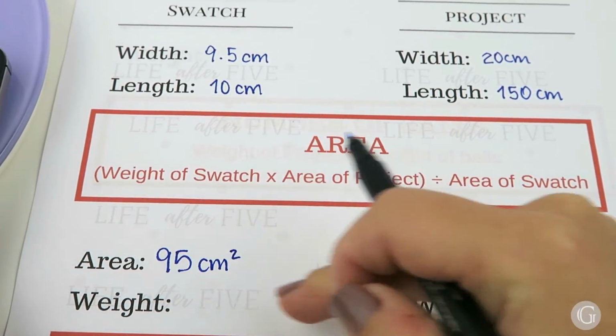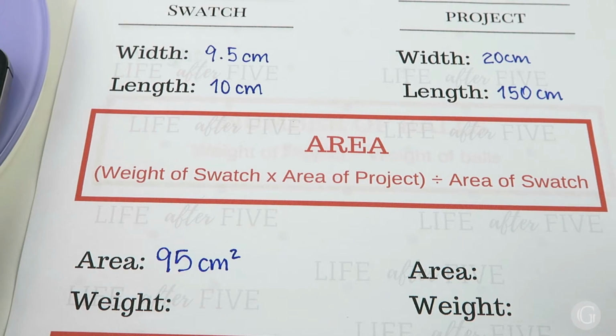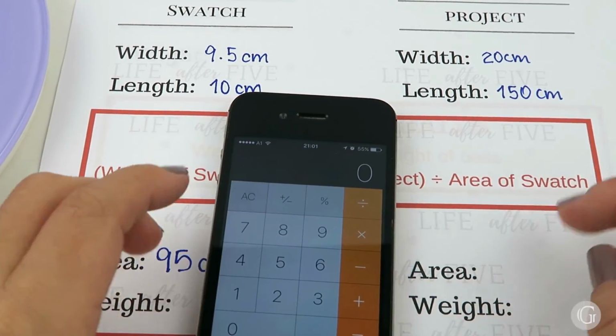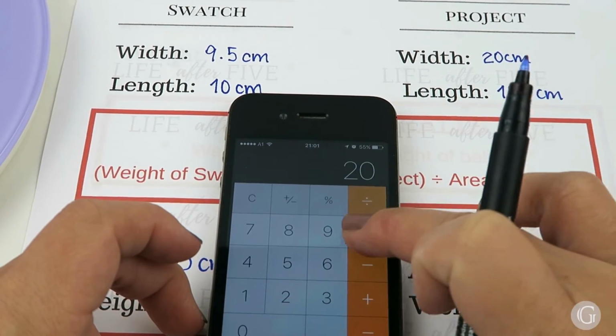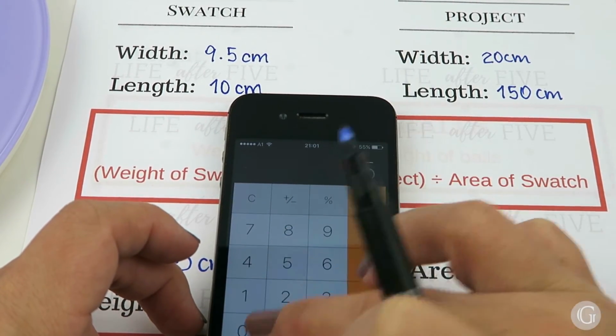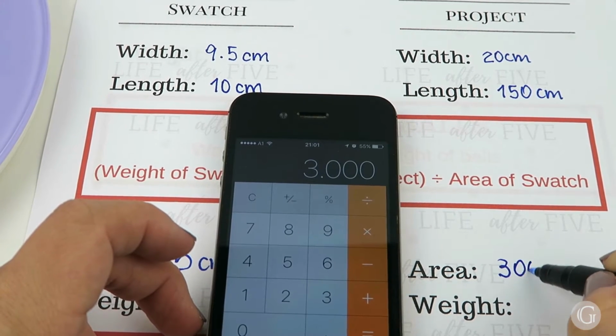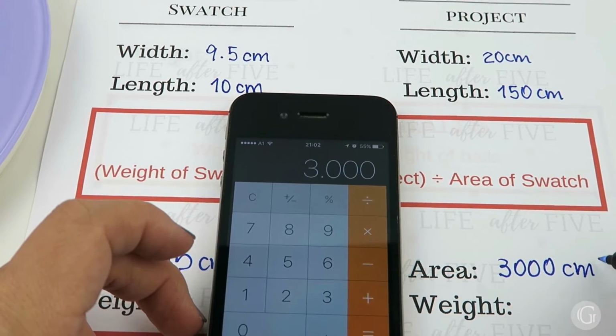Okay, the units are not important, you just need to multiply the width and the length. If you are working with inches, it's exactly the same. And for the case of our project, we have to multiply 20 times 150. And here we have 3,000. Okay?